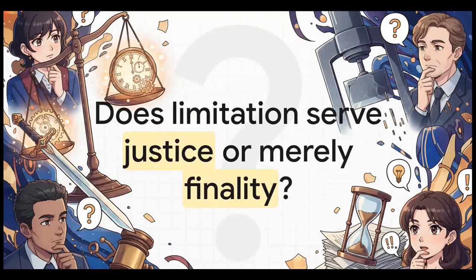Which leaves us with a really profound tension to consider as we wrap up this explainer today. The courts frequently declare that procedure is merely the handmaid of justice, meant to facilitate the truth, not obstruct it. Yet, as we've just seen with the harsh guillotine of the Limitations Act and the unyielding rules of res judicata, the law heavily prioritizes ending disputes once and for all.